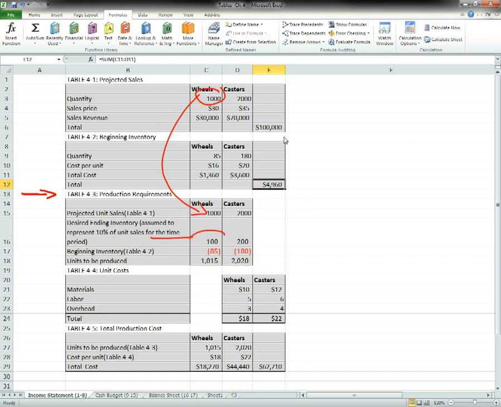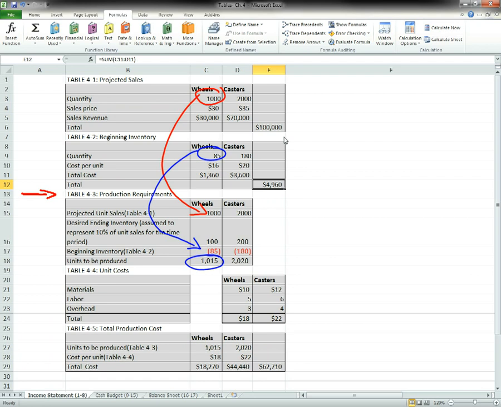This 100 is a given. It's not being computed anywhere. But we want to produce enough to sell 1,000 units plus have 100 in stock at the end. But we already have produced in the past 85 units, which is our beginning inventory. So in the end, the number of units that we want to produce is 1,015 for the wheels.